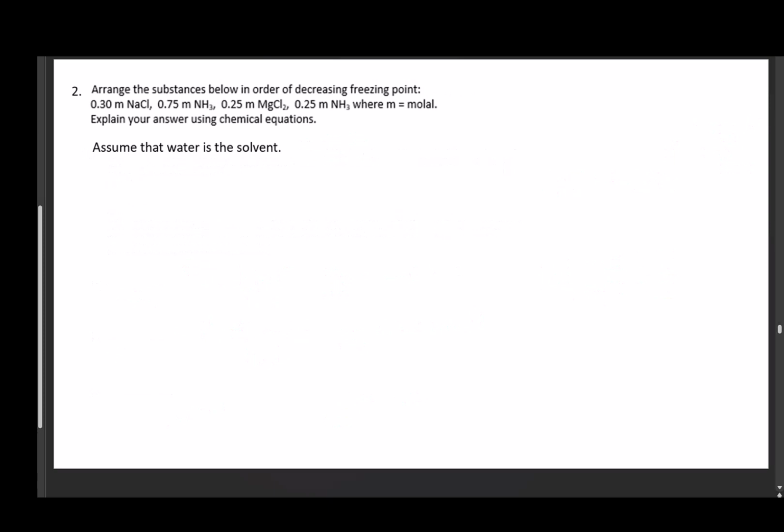All right, so next one, arrange the substances in order of decreasing freezing point. So we have sodium chloride, ammonia, magnesium chloride, and another ammonia solution. So let's just write them down. So we have one compound, sodium chloride, 0.3. Put up here molal concentration.